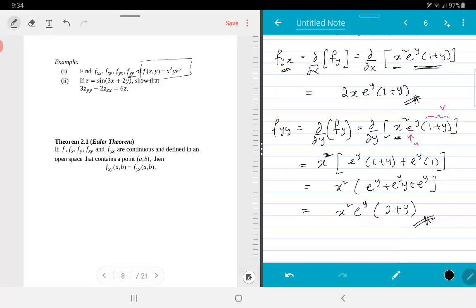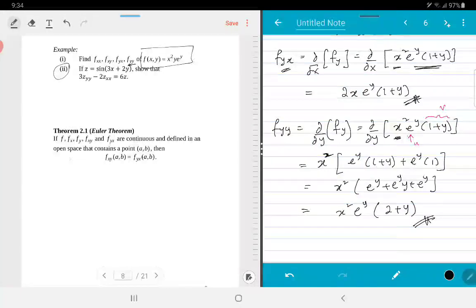I'm going to save example 2 there for our live class. I'm going to go straight to the theorem here. It's called Euler's theorem. It says if fx, fy, fxy, and fyx are continuous and defined in an open region that contains a point (a, b), then fxy at (a, b) is equal to fyx at (a, b). So the sequence of differentiation does not matter. You can differentiate with respect to x first and then y, or y first and then x. It will be the same, provided they are continuous and defined in the open region that contains the point (a, b).